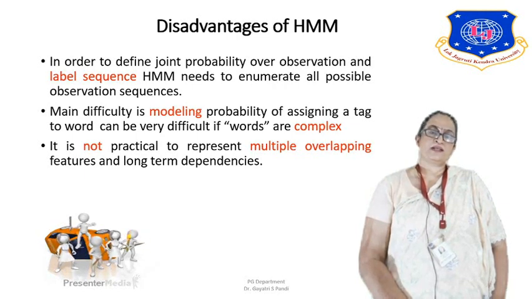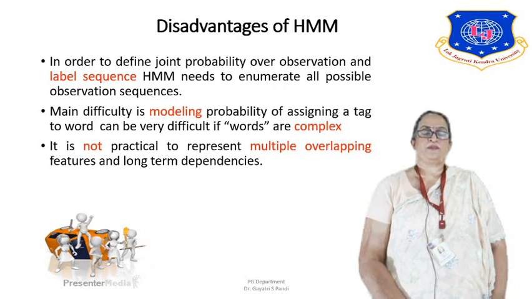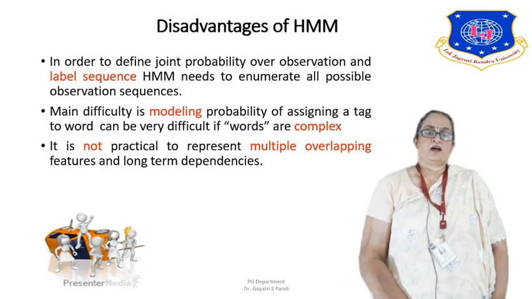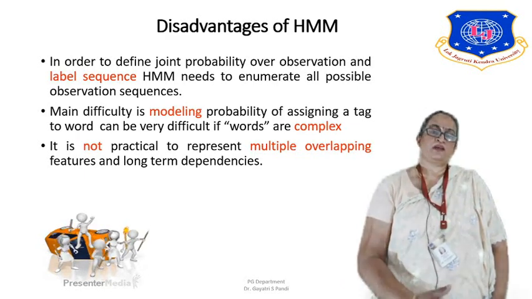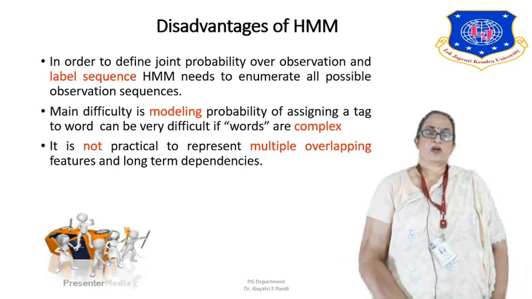So some of the disadvantages of HMM are, in order to define a joint probability over observation and label sequence, HMM needs to enumerate all possible observation sequences. The main difficulty is modeling, one of the major issues with HMM. Modeling the probability of assigning a tag to a word can be very difficult if words are very complex. And if it is still more complex, it could affect the results of the HMM. And it is not practical to represent multiple overlapping features and long-term dependencies.